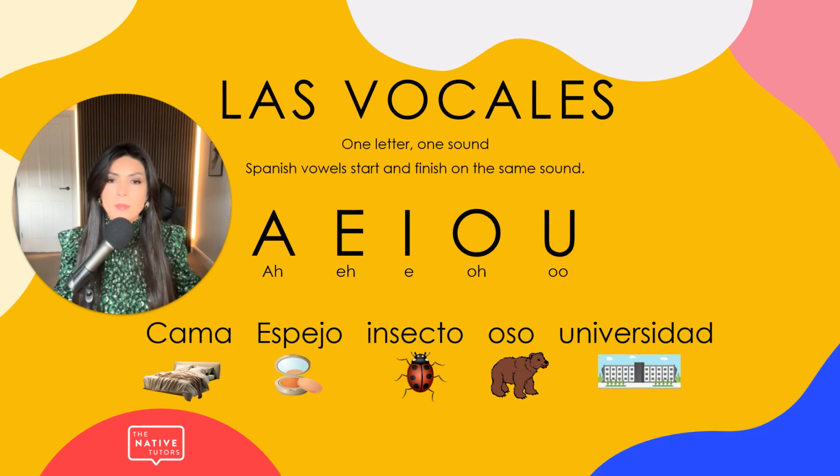Oso. And pay particular attention to this one because I hear some English speakers say it like this. Oso. And that's something we don't want to do. Okay, so one short sound. Oso. And then the U. Universidad. Not universidad, but universidad. Muy bien. Now that you know how these vowels sound, let's practice a little bit more.